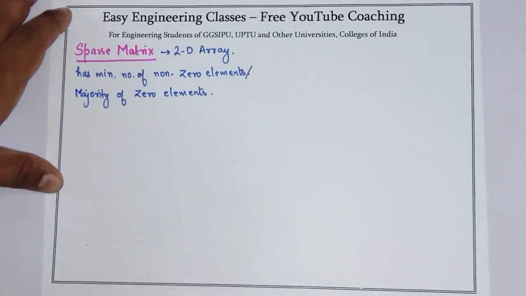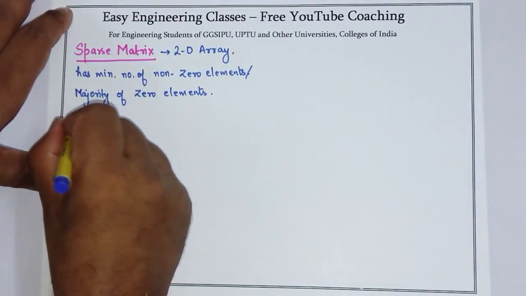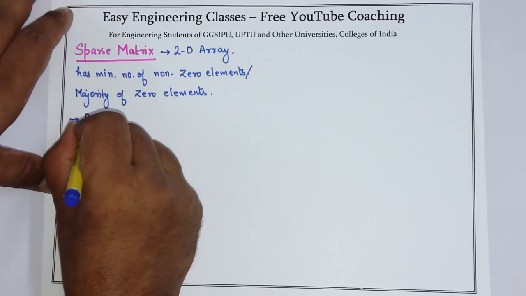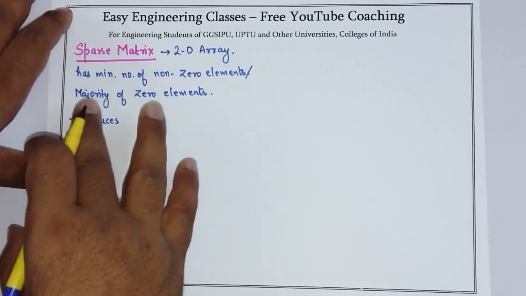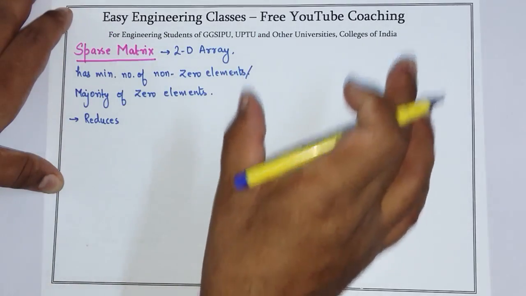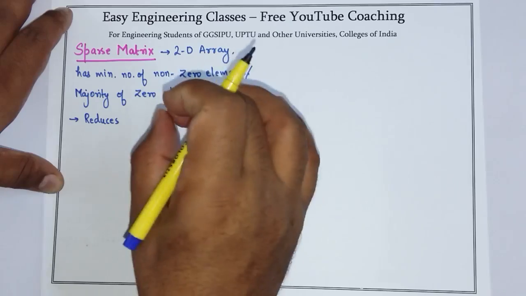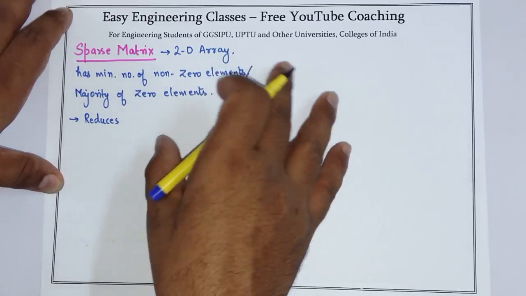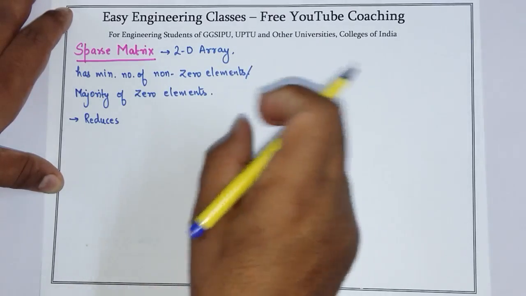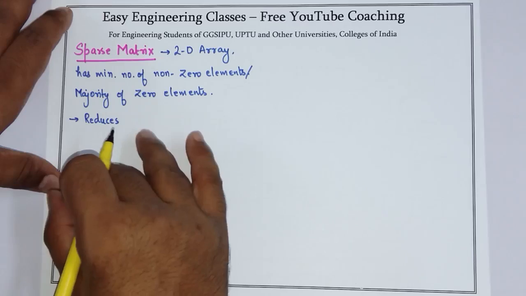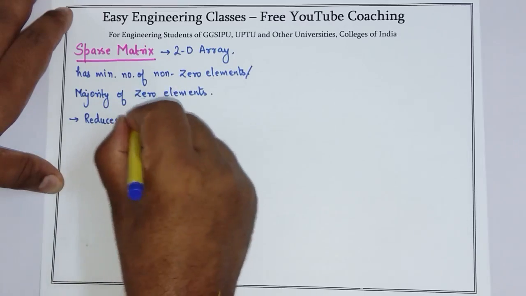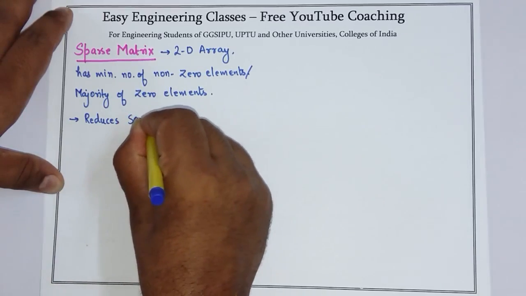Now why do we use sparse matrix? The simple reason is that sparse matrix reduces scanning time. Because we can represent a sparse matrix in a way that we can only traverse non-zero elements. तो हमें जो ज़ीरो एलिमेंट्स हैं उनको ट्रेवर्स करने की ज़रूरत नहीं पड़ती, इसलिए स्पार्स मैट्रिक्स से हम स्कैनिंग टाइम को रिड्यूस कर सकते हैं. सो इट रिड्यूसेस स्कैनिंग टाइम.